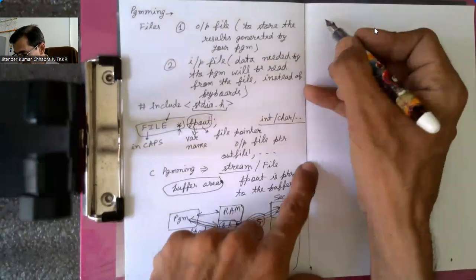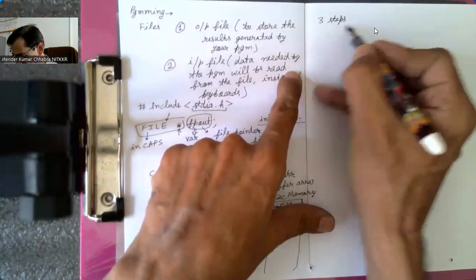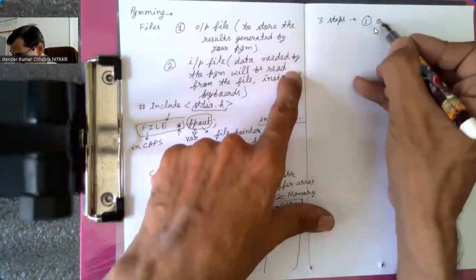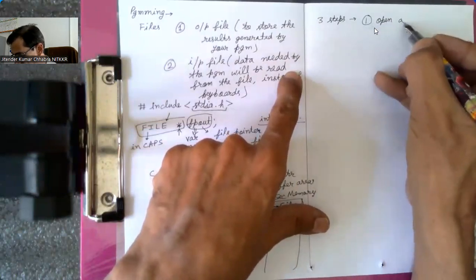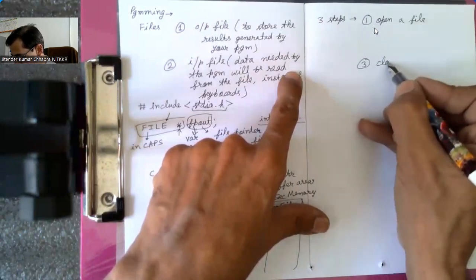Now, for file handling, mainly 3 steps. First step, always open a file. Third step will always be to close the file.